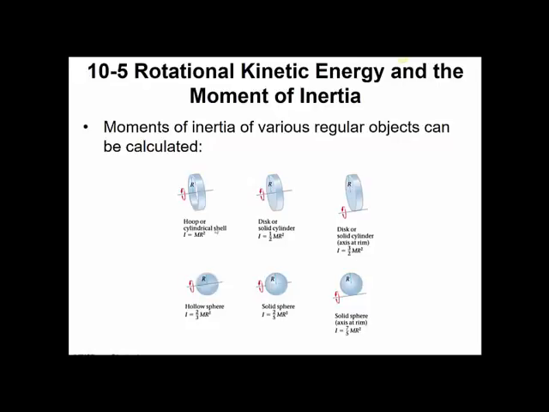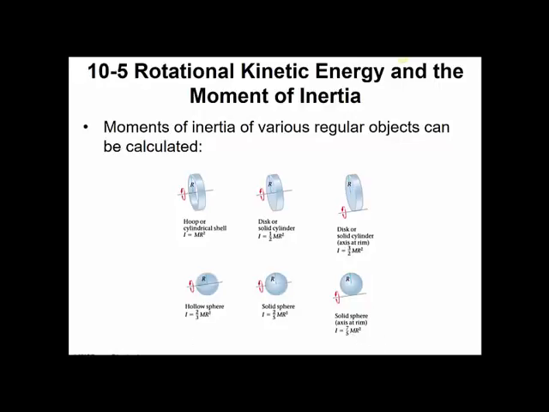Different objects have different formulas for finding their rotational inertia. So you could have something like a tire, a hoop or a cylindrical shell. Its inertia is mr squared. But for a disk, its rotational inertia is 1/2 mr squared. And if you have a disk where the axis is not in the center, but at the edge, then it's 3/2 mr squared. The hollow sphere would be 2/3 mr squared. A solid sphere would be 2/5 mr squared. And a solid sphere where the axis is on the edge of the rim would be 7/5 mr squared.